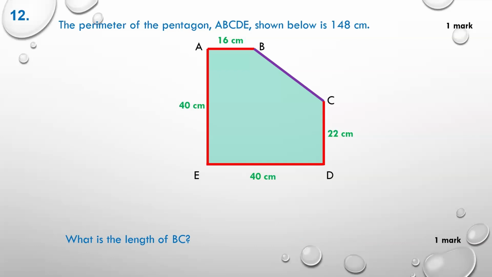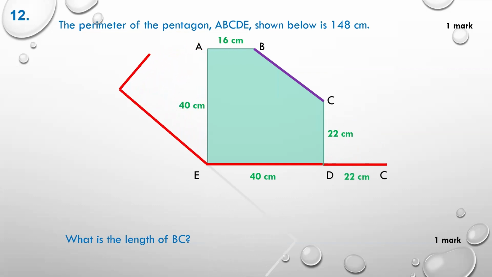Can we now turn that so that it becomes a straight line? So that is still 22 centimeters long, and it's still the distance from D to C. What about the other red parts? Well, we could turn that to the left because we want to get a straight line. So that means E to A is 40 centimeters.